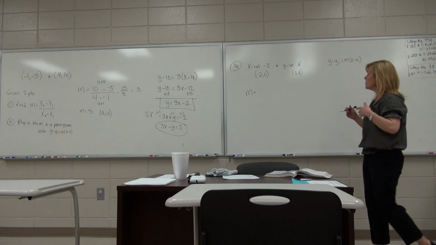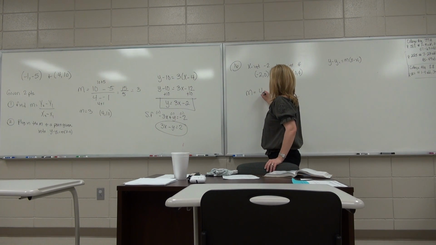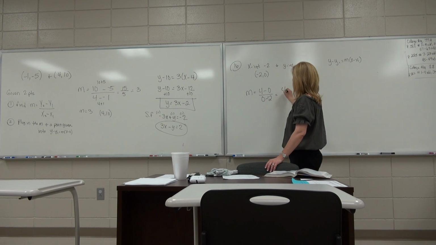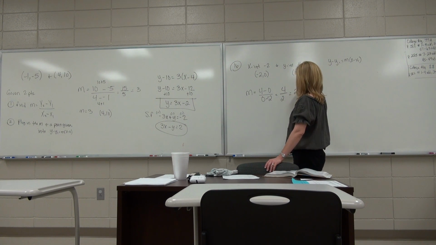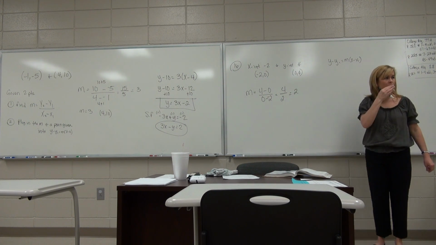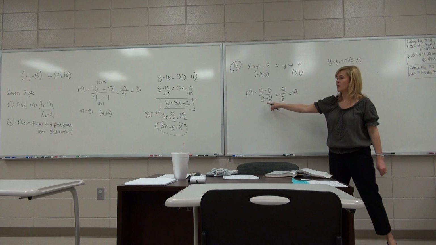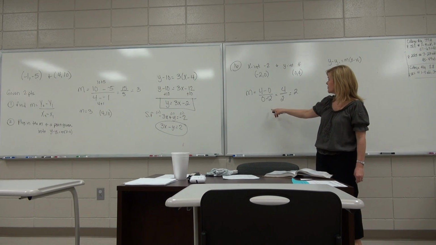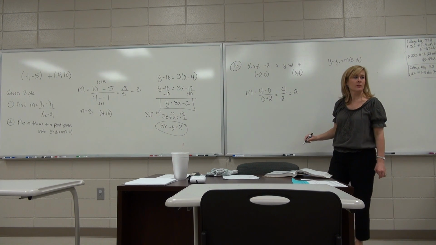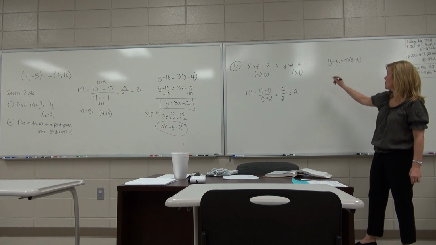Okay, so we found the slope first, so we have to say y2 minus y1 over x2 minus x1. So I get 4 over positive 2, which is 2. Everybody get a slope of positive 2? Remember, these two values will make a positive. Alright? Now you pick either point and plug in.